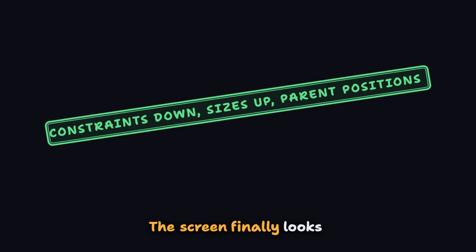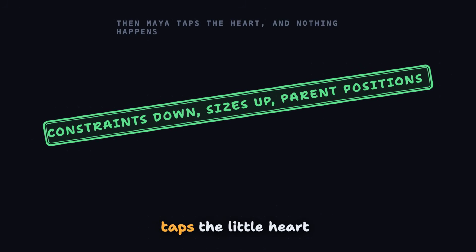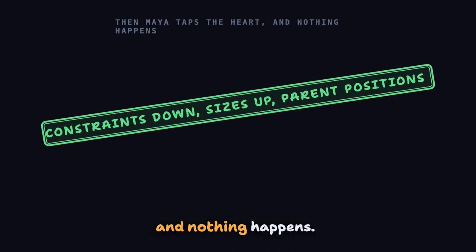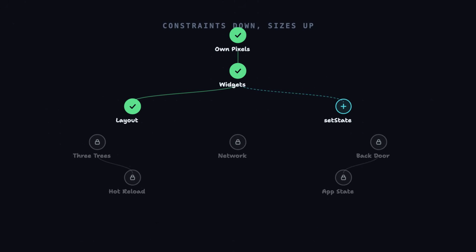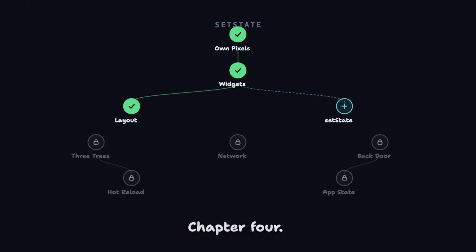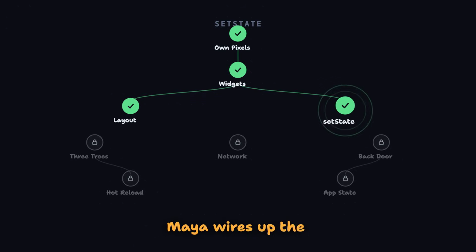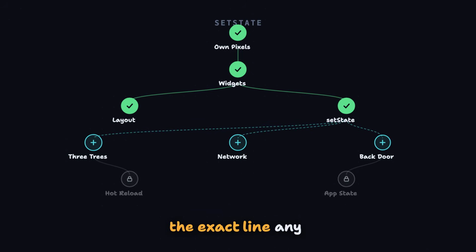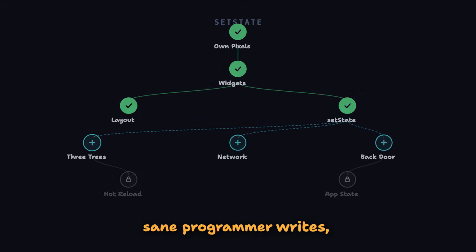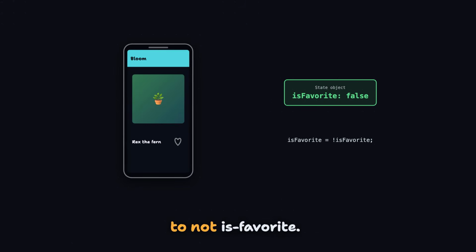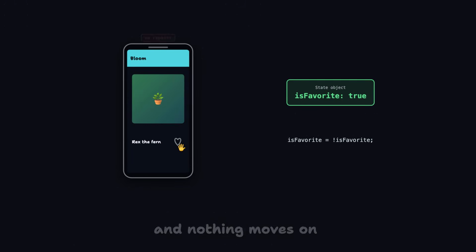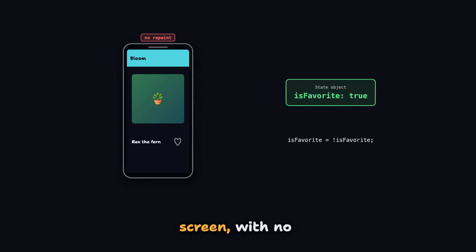The screen finally looks right, and then Maya taps the little heart and nothing happens. Chapter 4. Maya wires up the favorite heart and writes the exact line any sane programmer writes, setting is favorite to not is favorite. She taps it and nothing moves on screen, with no error and no crash to explain the silence. Here is the missing idea.